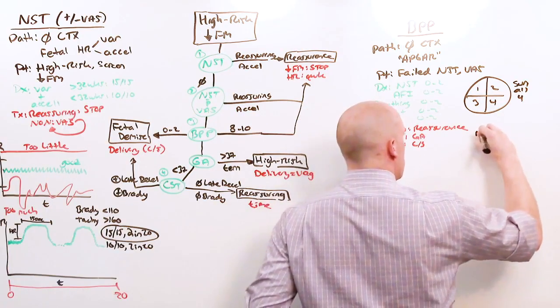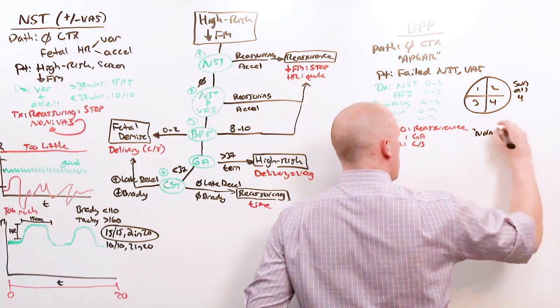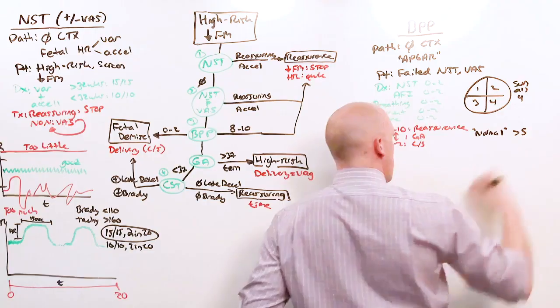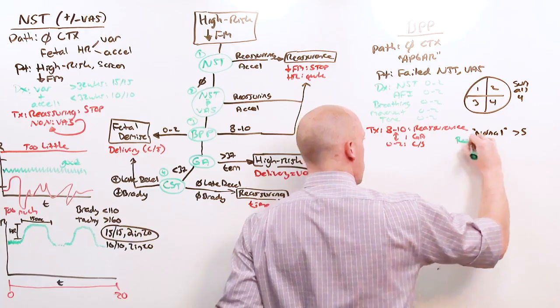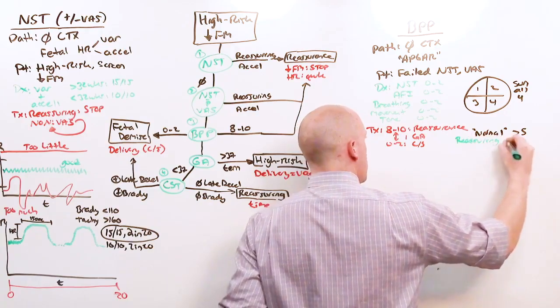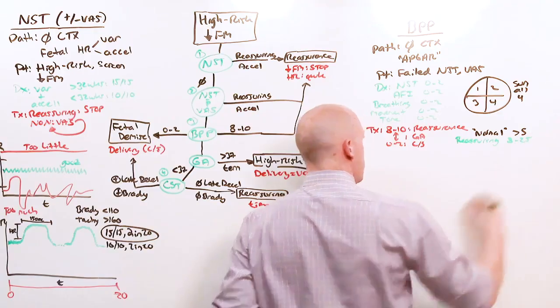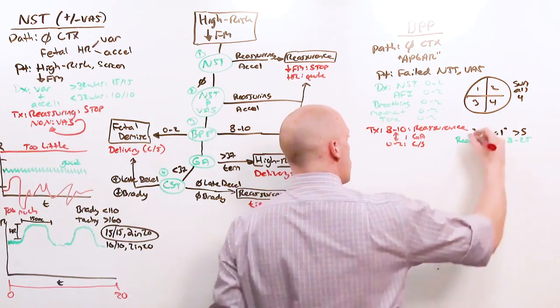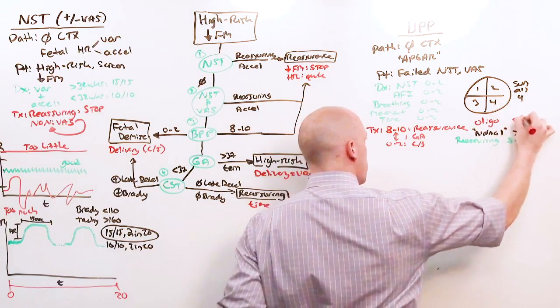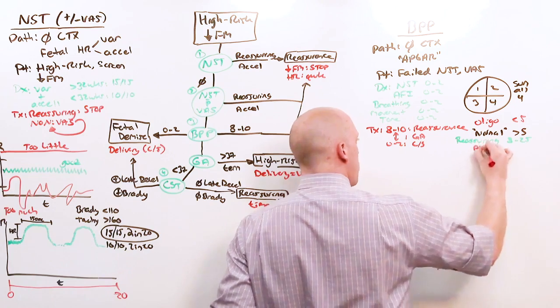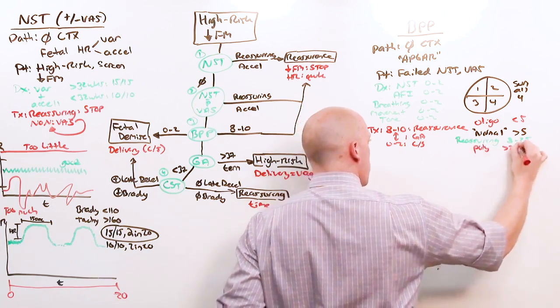Normal is considered greater than 5. What you want to see, that is what is reassuring, is 8 to 25. Pathologic values are going to be too little, oligo, which is less than 5, or too much, poly, greater than 25.